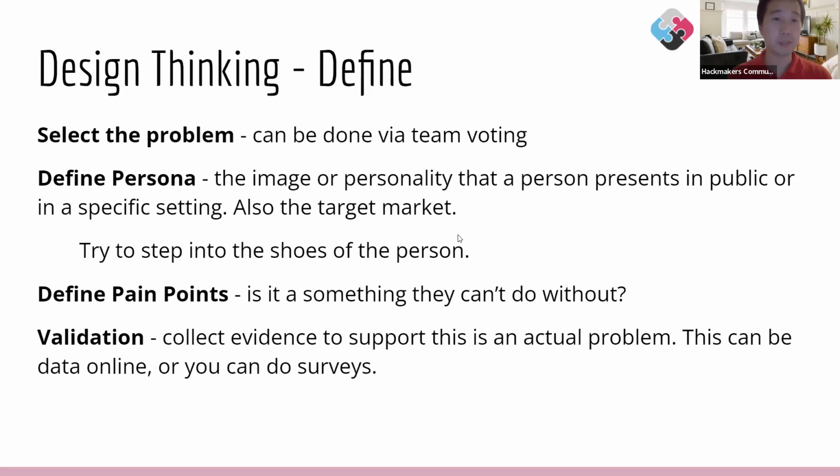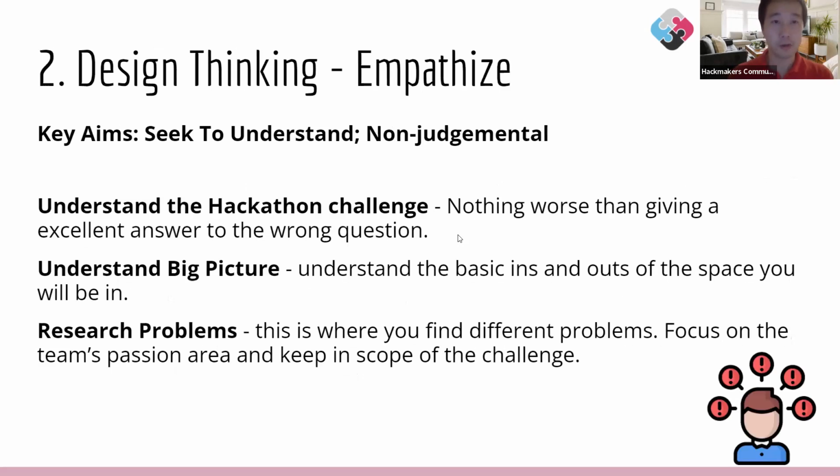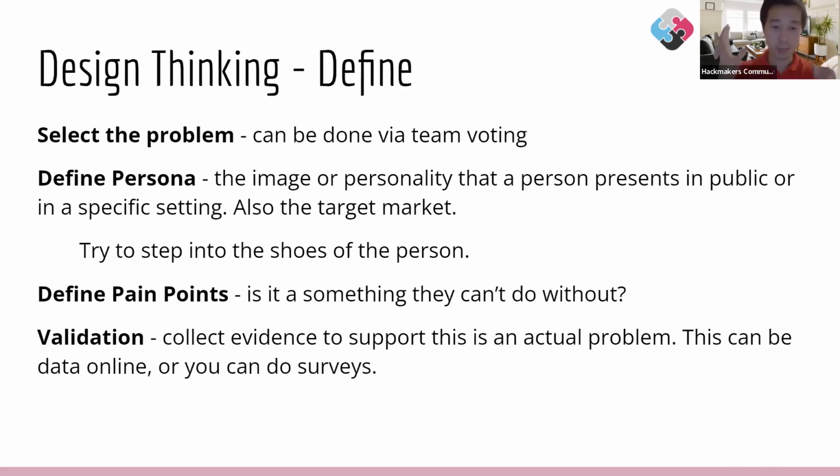The next step is defining. So after understanding this big picture space, you want to start to narrow in a little bit on what the problem is. So select the problem. There's a lot of problems, select a few. And this can be done by voting. So all of you in a team, which problems is everyone most passionate about?